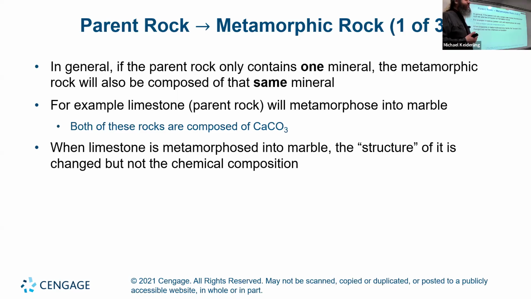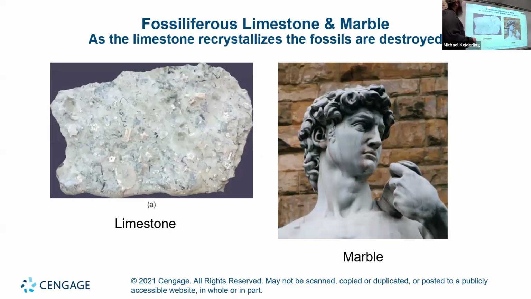But limestone has more separated particles and smaller crystals, while marble has bigger crystals and more bound together particles, bound together crystals. The structure of it has changed, but not its chemical composition. And so marble makes a much better material for statues than limestone. So this is limestone. It's much more irregular, while marble is much smoother and continuous. And all the fossils in the limestone get destroyed as it turns into marble.